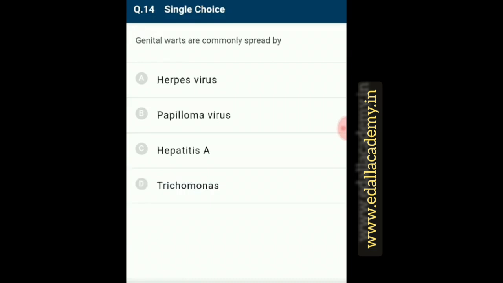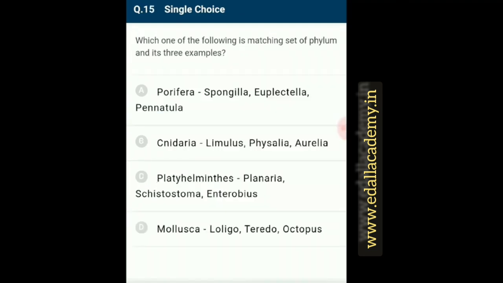Question number 14. Warts are commonly spread by. Genital warts are sexually transmitted diseases. They affect the genital and anal area as well as mucous membranes of the rectum, vagina and cervix. These are caused by human papilloma viruses. These are contagious warty growths and spread via sexual contact with an infected person. So the answer is option B, papilloma virus. Question number 15. Which one of the following is a matching set of phylum and its three examples?